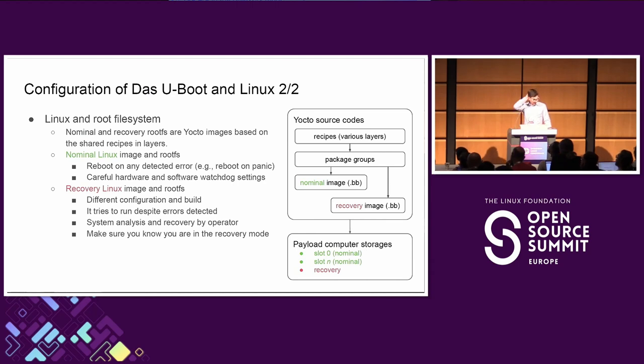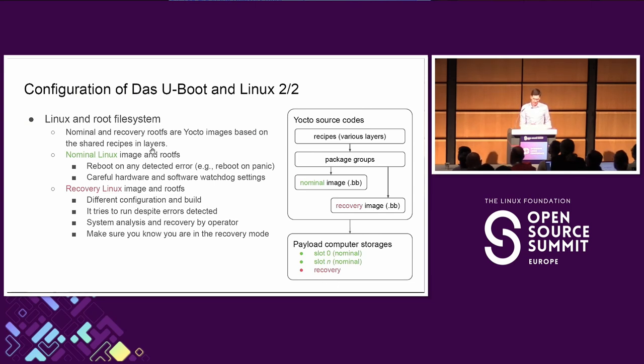So we are reaching the end. Something about Linux. As I said, it's built by Yocto, and I'm happy to have Yocto here because Yocto really excels in the manageability of the source code, because we have various layers. We have a layer for the computer, a layer for the use case, a layer with the mission, so it nicely fits on top of the other. It's really nice to handle. There are package groups defined, and out of these package groups, we create the nominal and recovery images, which are then flashed to the real hardware.